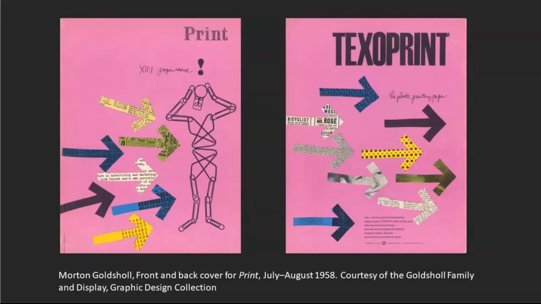So the image that you see here is a cover that Morton Goldsholl designed for Print magazine in 1958. This was one of the leading design magazines at the time. And it doubles as a Kimberly-Clark advertisement for their Texoprint paper. That's the back cover that you see there. The Goldsholl's work was regularly featured in these national magazines. They were the subjects of numerous articles and callouts.